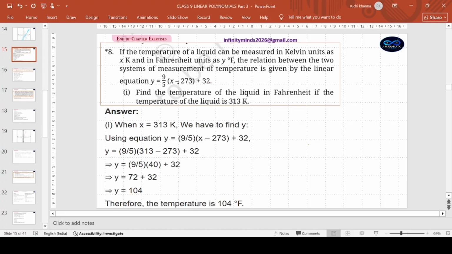Okay, so question number 8. If the temperature of a liquid can be measured in Kelvin units as x K and in Fahrenheit units as y degrees Fahrenheit, the relation between the two systems of measurement of temperature is given by the linear equation y = 9/5 (x - 273) + 32. Find the temperature of the liquid in Fahrenheit if the temperature of the liquid is 313 K.